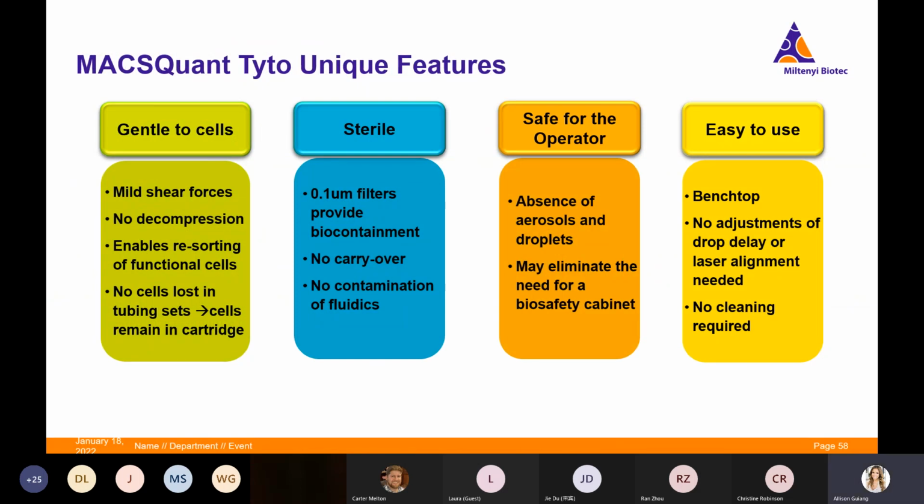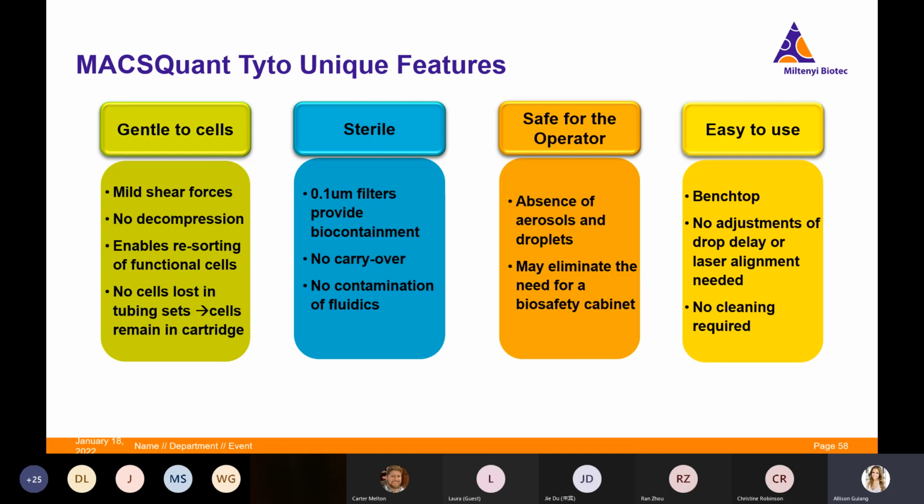In summary, the Tito microchip sorting technology is really a component of these 4 pillars and really what differentiates us in the market. So it's sterile and it's safe since it does not generate aerosols. It's also an extremely easy-to-use system now that we especially have our upgraded Tito 1.0, and it does not necessarily require a dedicated trained operator.